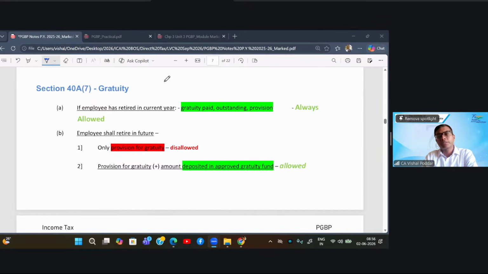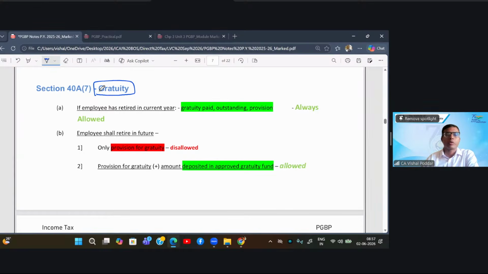Now we come to the next restriction, students. Now this, if you remember, there was a point earlier also. Now the expense is gratuity. Now we all know that as an employer, if an employee is working with you for a considerable period of time, whenever the employee retires, you pay gratuity. Many times it is paid because it is made obligatory as per the Payment of Gratuity Act, which is now replaced by the labor codes.